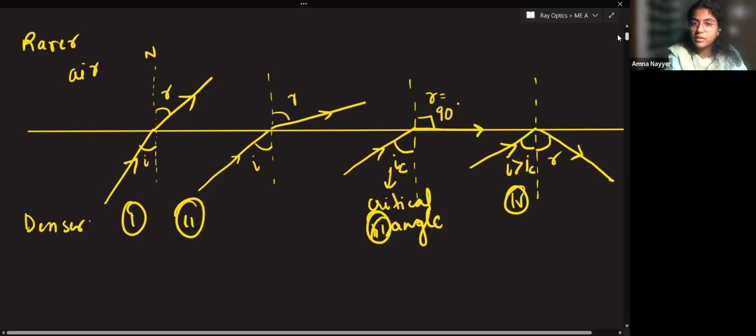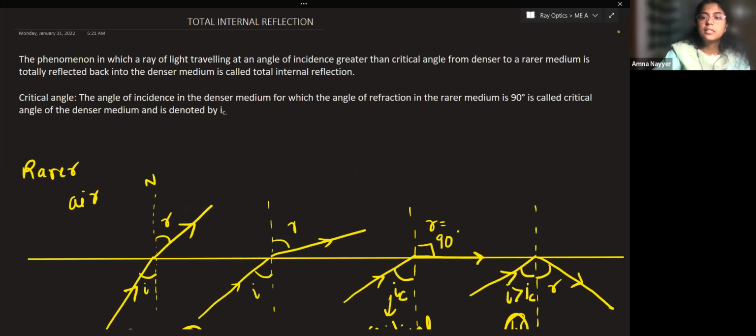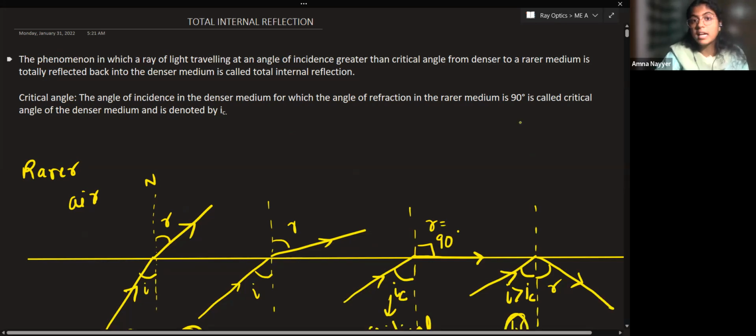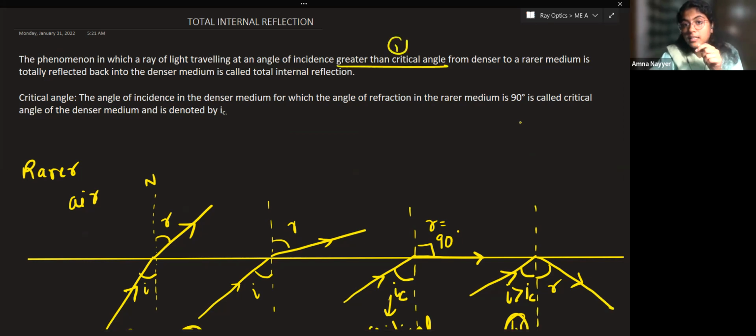So I'll read out the definition that has been written. The phenomenon in which a ray of light travels at an angle of incidence greater than the critical angle, this is the most important condition for TIR, because this can be asked to you separately. That's why I'm emphasizing it. Otherwise, you could leave it or it could escape your notice. You have to keep it in your mind because in your exams, TIR, as I've told you, total internal reflection, is a very important topic. Difficult questions come from TIR throughout ray optics.